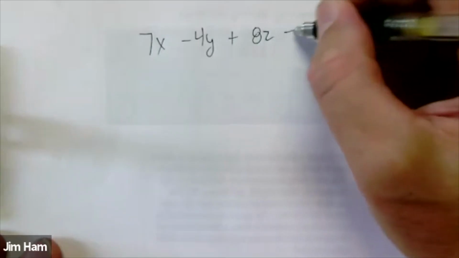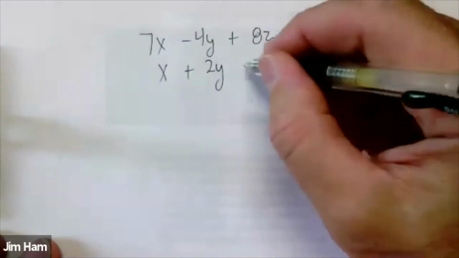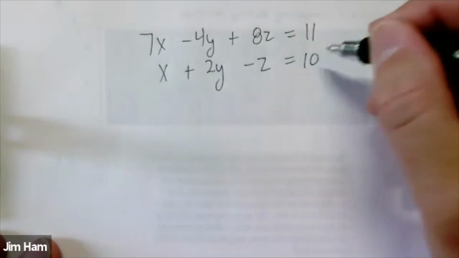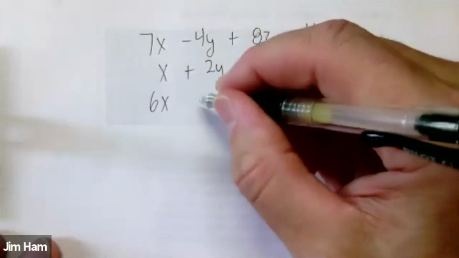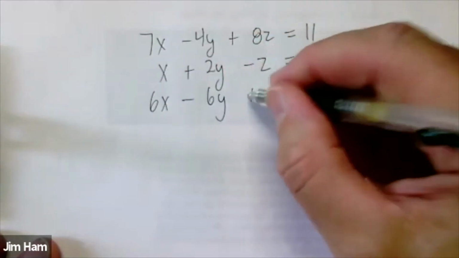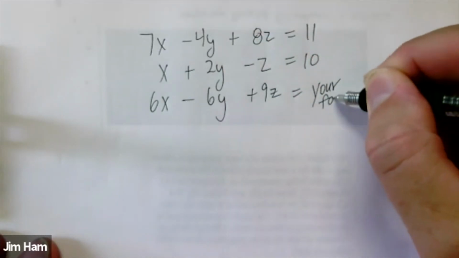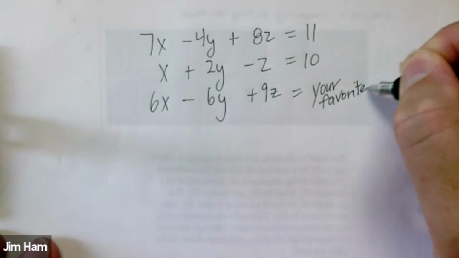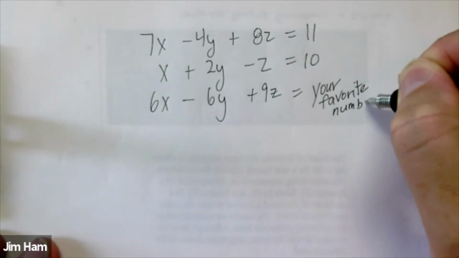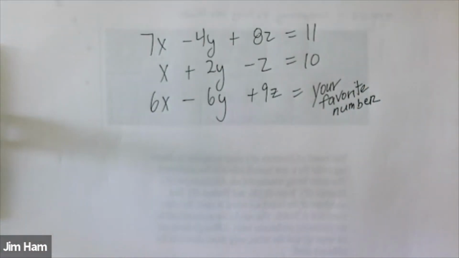Here it is. 7x minus 4y plus 8z equals 11. x plus 2y minus z equals 10. 6x minus 6y plus 9z equals your favorite number. Okay, you can choose the last number that goes in.